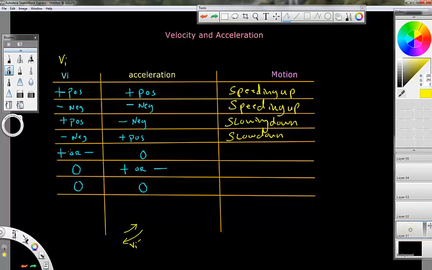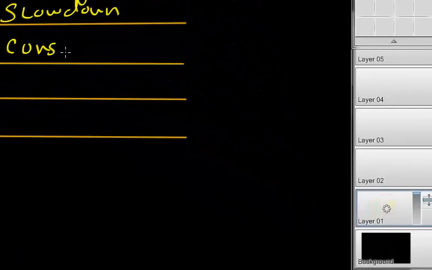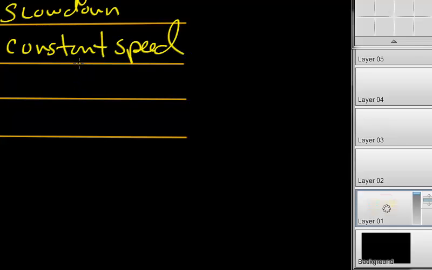Okay, this one here says plus or minus, so positive or negative velocity with no acceleration. This would be cruise control. Okay, so this is constant speed. So you would remain at a constant speed, constant velocity. This would be cruise control. Just so that you remember.